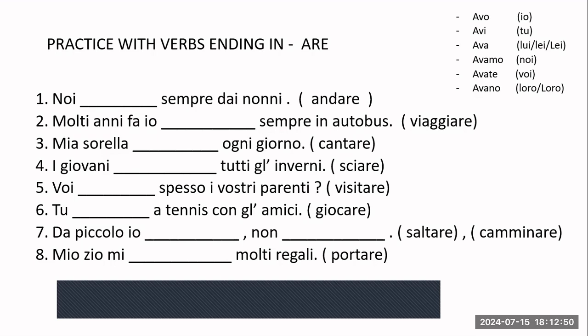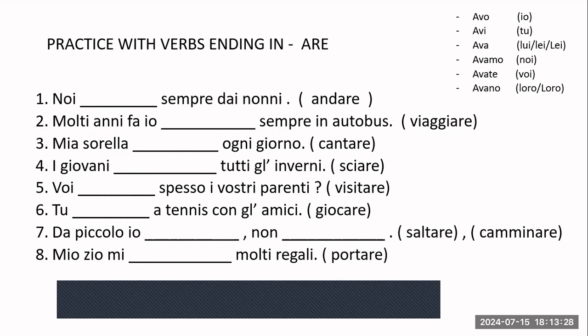Mia sorella cantare ogni giorno. Deborah? Mia sorella cantava ogni giorno. Correct. Nina, i giovani sciare tutti gli inverni. I giovani sciavano tutti gli inverni. Good, correct. I giovani sciavano tutti gli inverni.